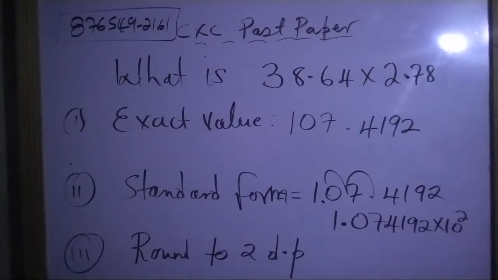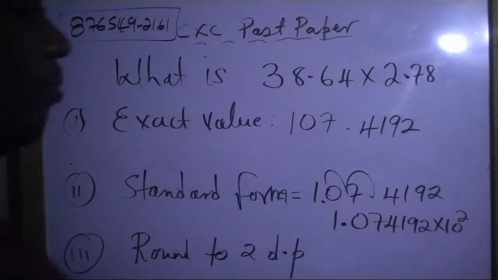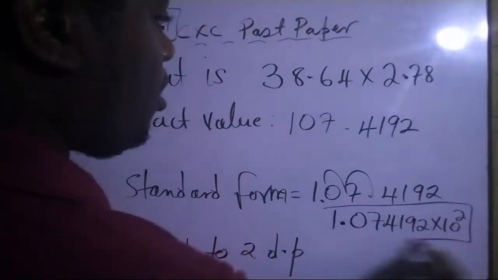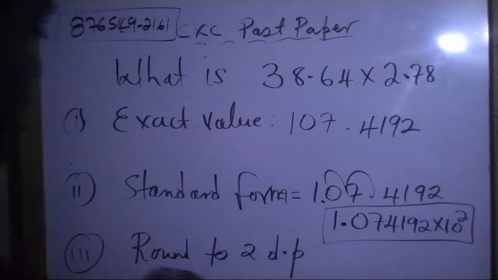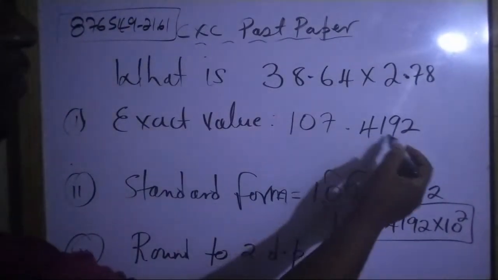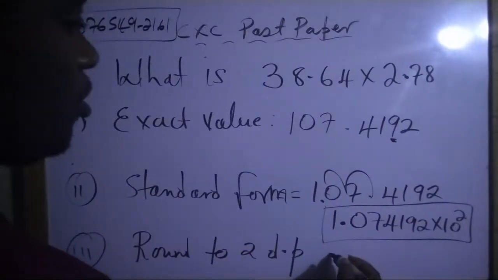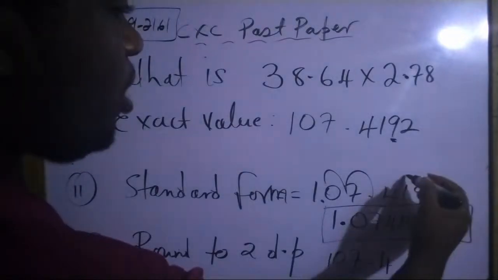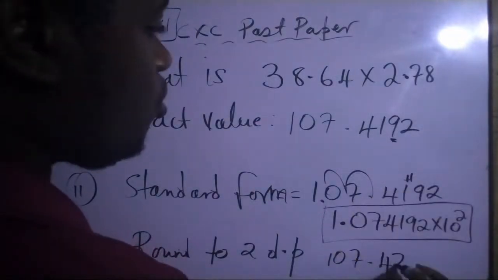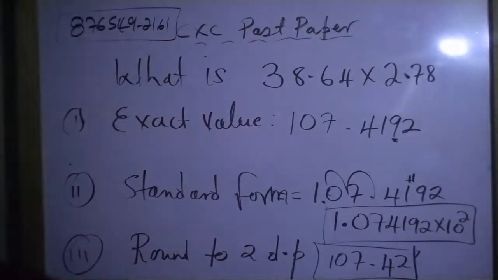The next thing, we check if it's positive or negative, and of course that will be positive. And then to 2 decimal places, round off this. So it will be 1.07 because you add 1 to this, 2. And that would be our answer.